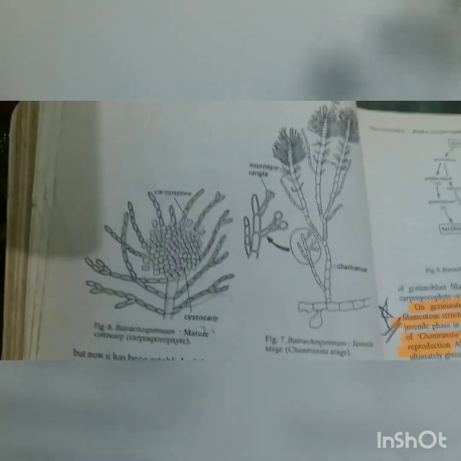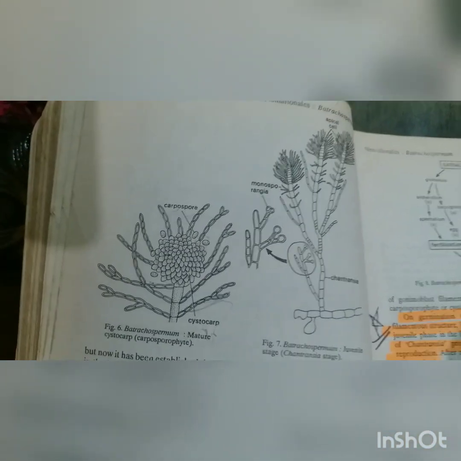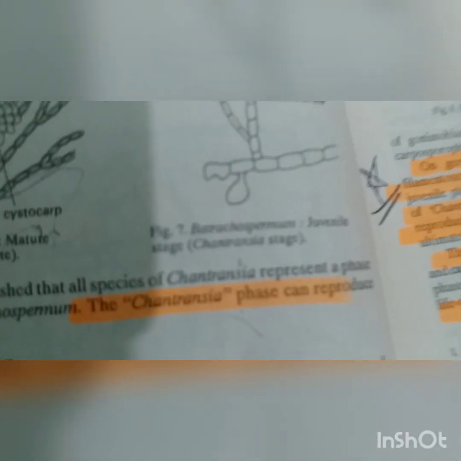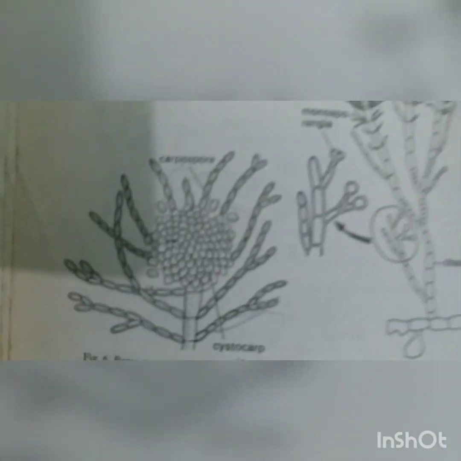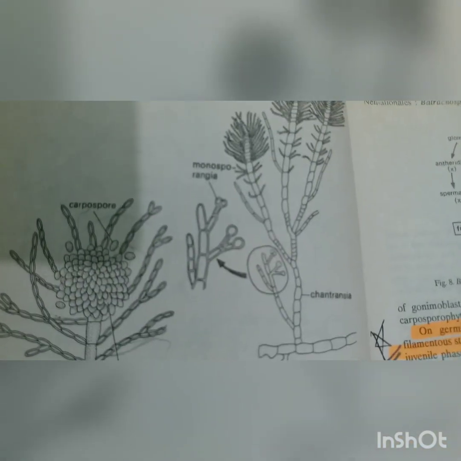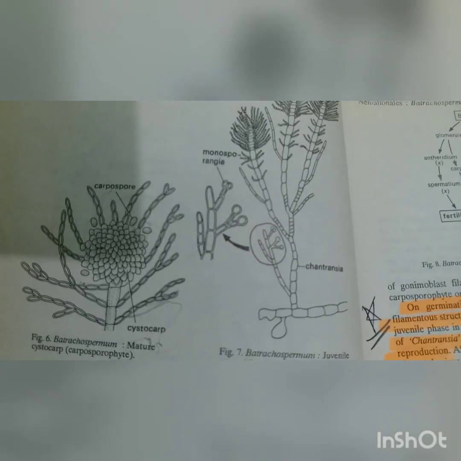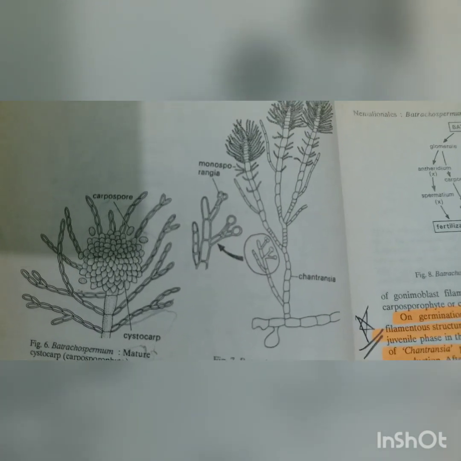So this is a very important structure, and it is very important to mention that on germination the carpospore forms a branched heterotrichous filamentous structure called the Chantransia stage. This stage is very important, and you will see the Chantransia stage, right? So this is an important stage, and this Chantransia stage produces monospores, which are the means of asexual reproduction, which I have already told.